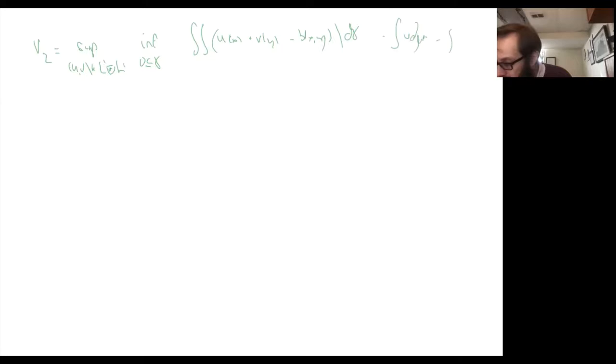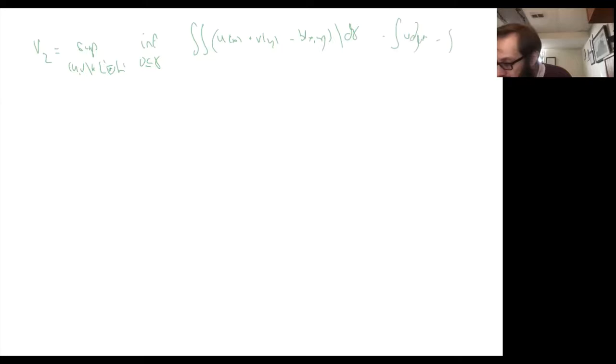So V2 is going to be the sup over u and v in L1, inf over gamma non-negative, basically. And then the payoff was the integral of u plus v minus b d gamma, minus the integral of u d mu plus minus the integral of v d mu minus.